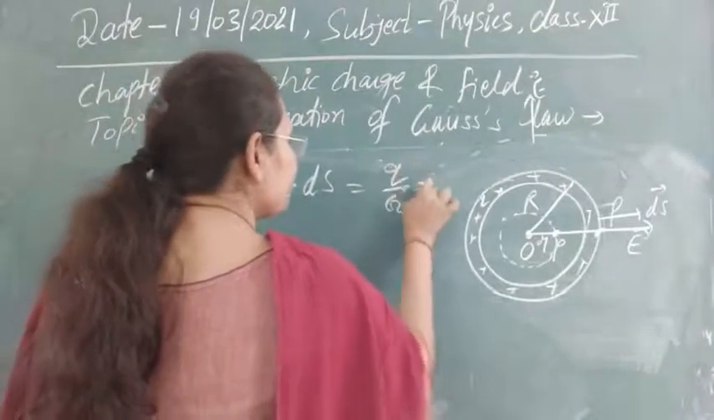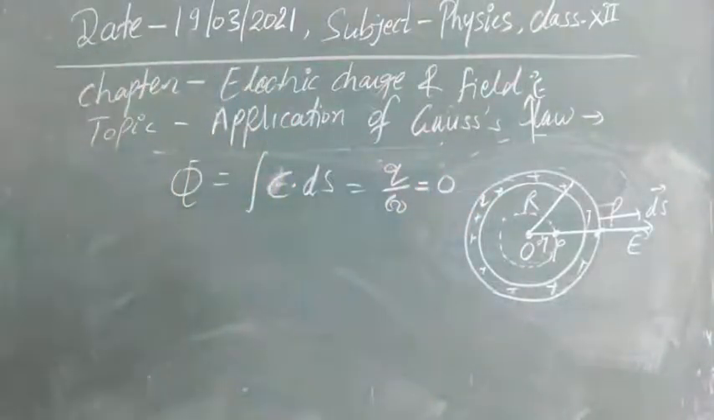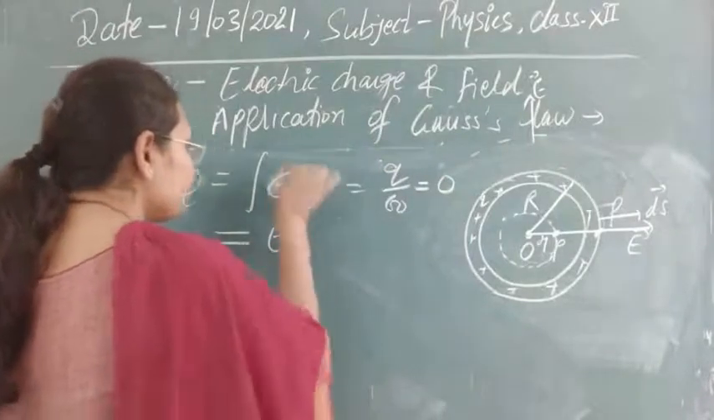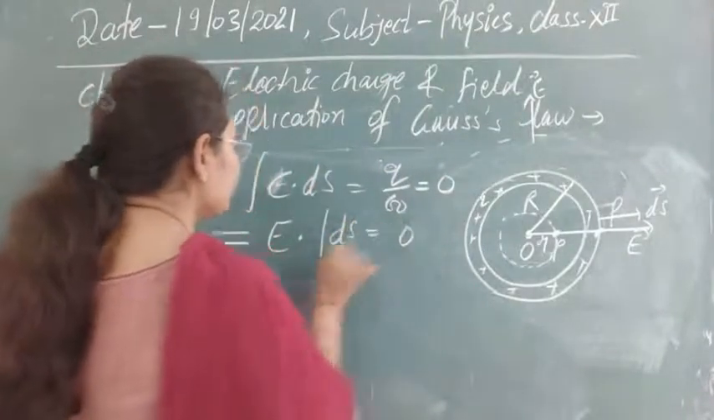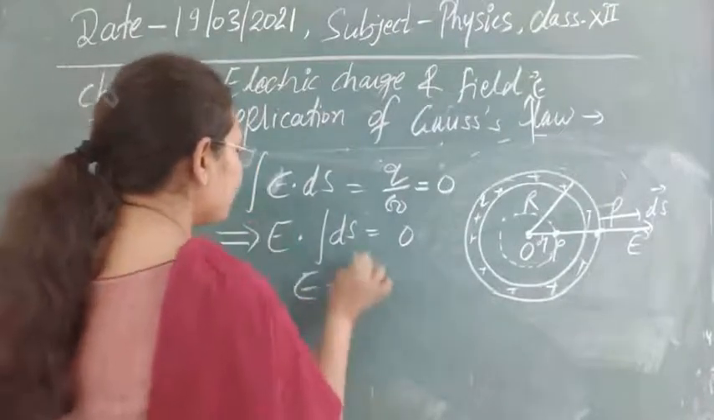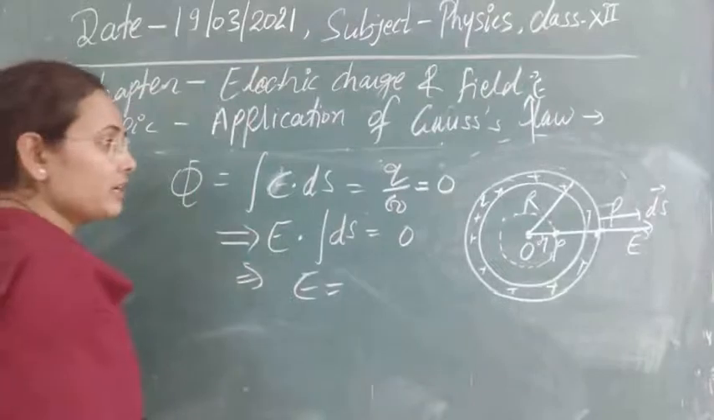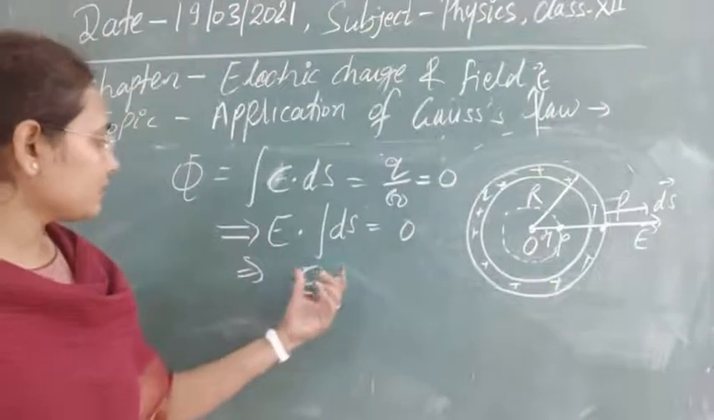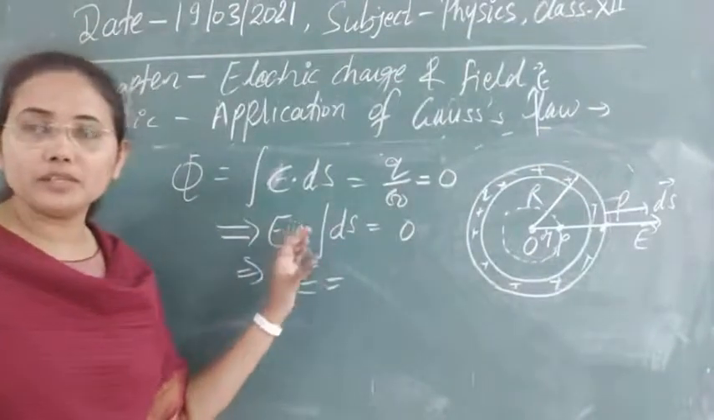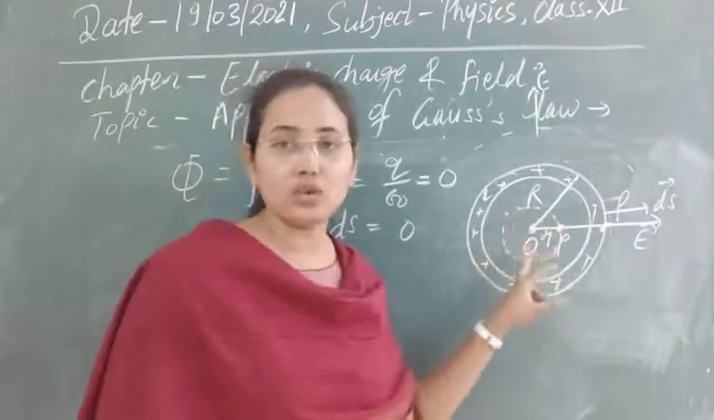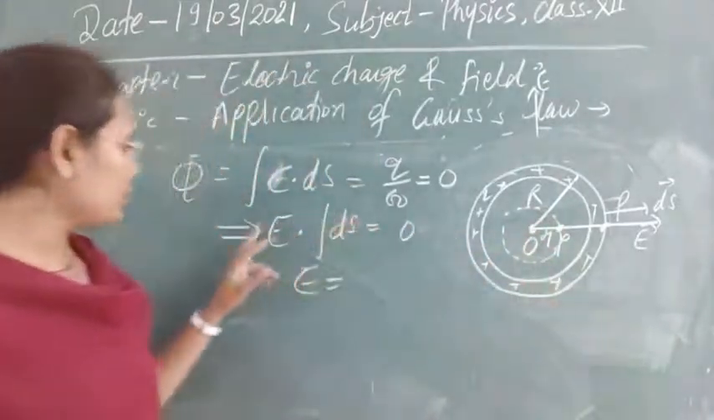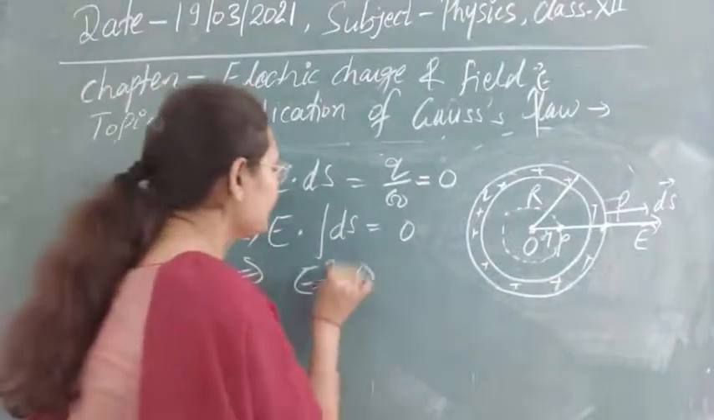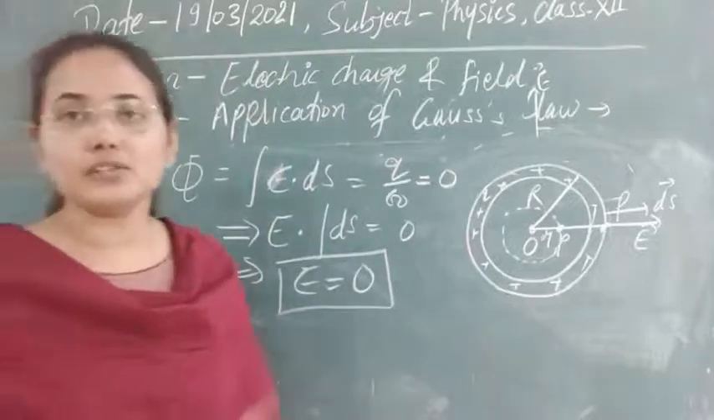Due to no charge enclosed in the Gaussian surface, Q is equal to 0, so this will be equal to 0. If you solve it, this will be E into the whole integral of ds, which is equal to 0. Here ds cannot be 0, because this is the area of the spherical Gaussian surface, and that cannot be 0. So the quantity that is 0 is obviously the electric field. So the electric field inside any spherical cell is equal to 0.